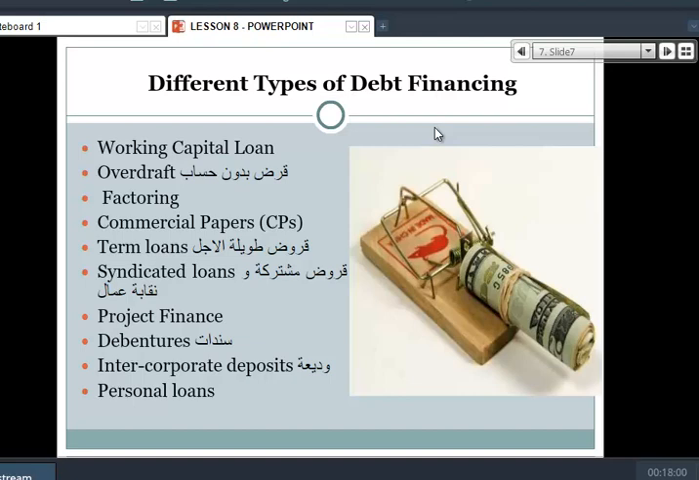Term loans are loans taken for a long period of time. Syndicated loans are loans taken by the labor market. Project finance, and we have the debentures, and we have the intercorporate deposits. We have the personal loans. This deposit is a deposit settled by the bank, and this money that you deposit into the bank, you are not allowed to withdraw within a certain period of time framed by the company itself.